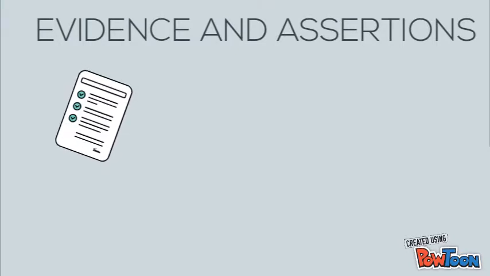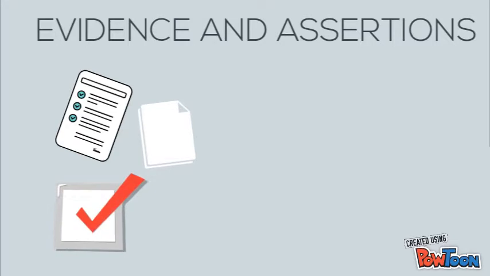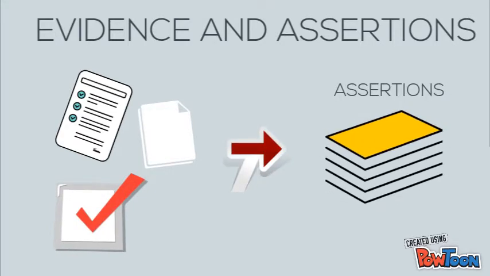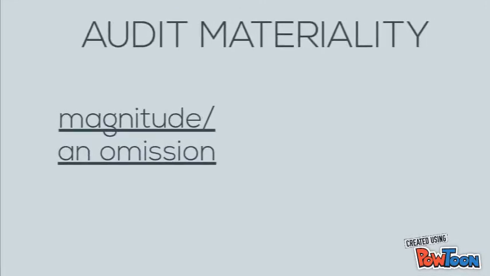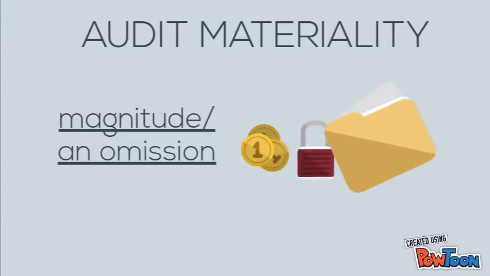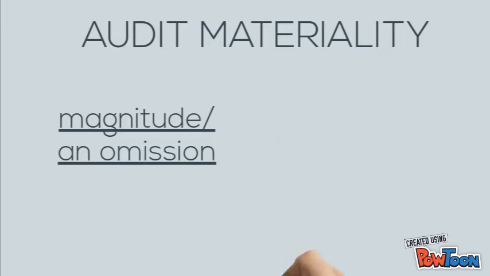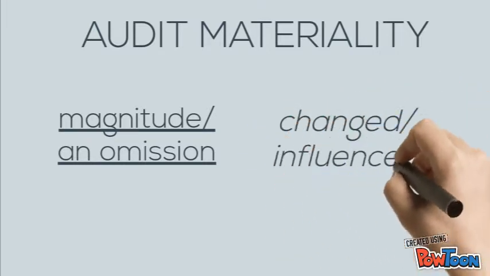Audit evidence and FS assertions. Audit evidence refers to all matters that support a point or position assumed by the auditor regarding the assertions or claims made or prepared by the client. Audit materiality: the magnitude of an omission or misstatement of accounting information that, in the judgment of a reasonable person relying on the information, would have been changed or influenced by the omission or misstatement.